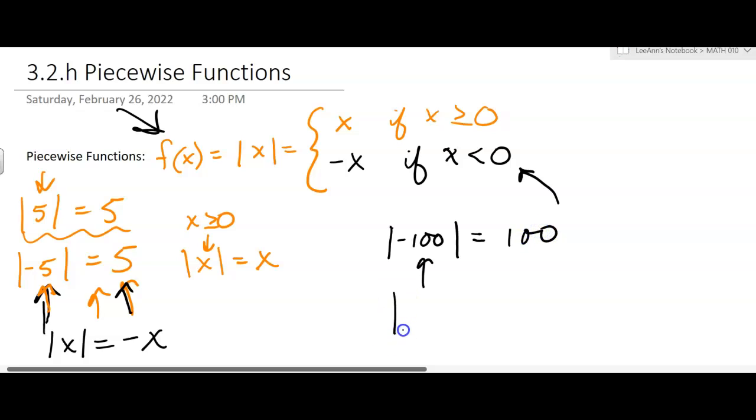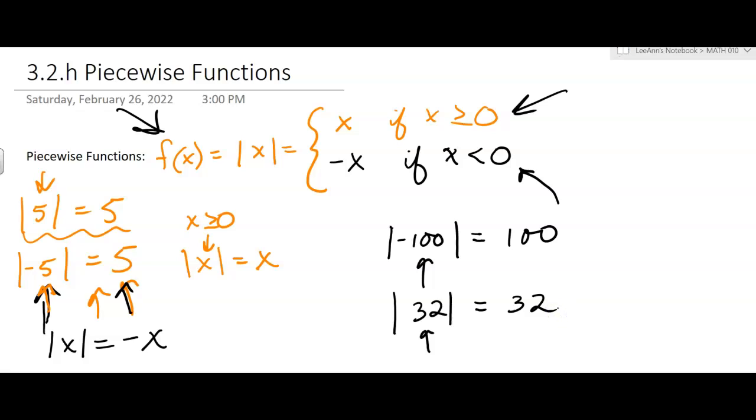But then let's say you want the absolute value of 32. Well, 32 is greater than 0, so you use the top piece. That says whatever you put in for x, that's what you get out. So that's how piecewise functions work. It depends on the value of x, and that's how they're defined.